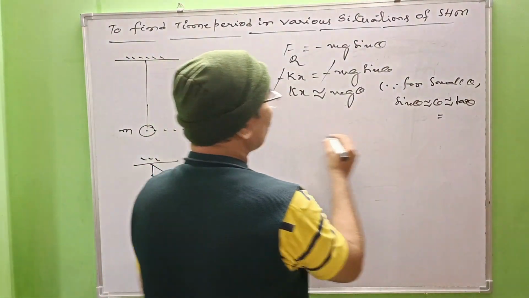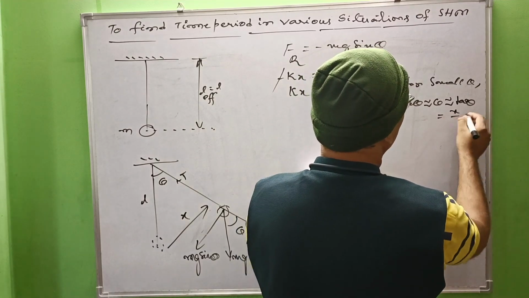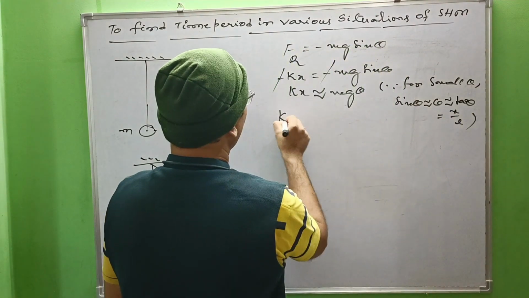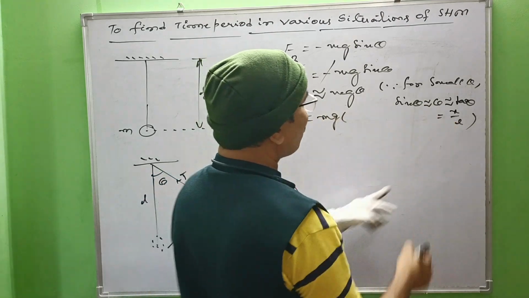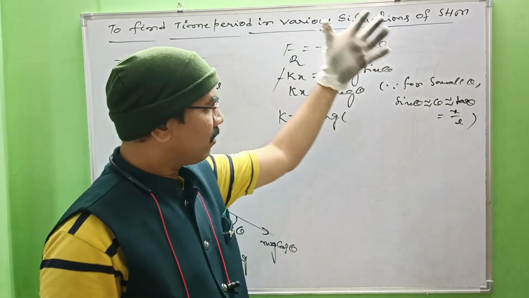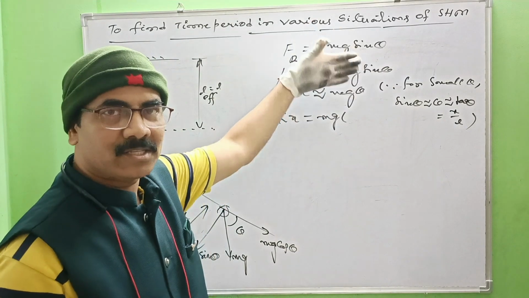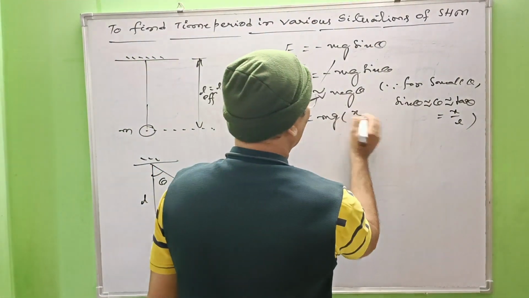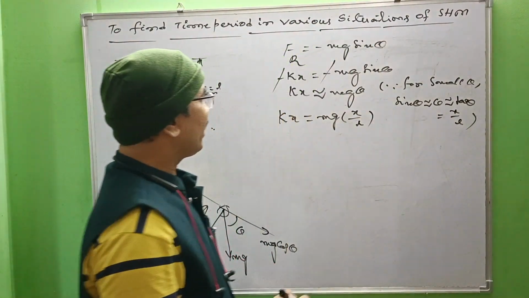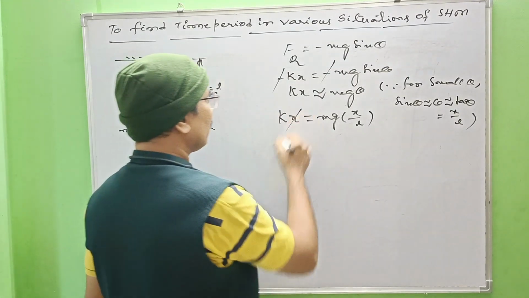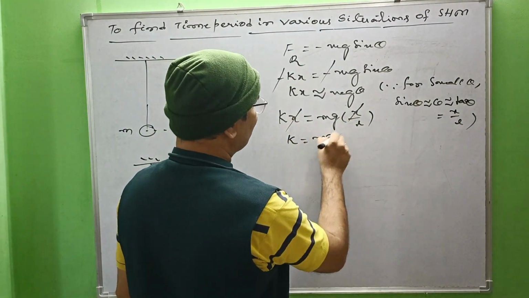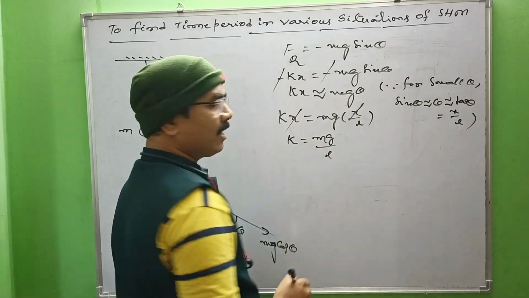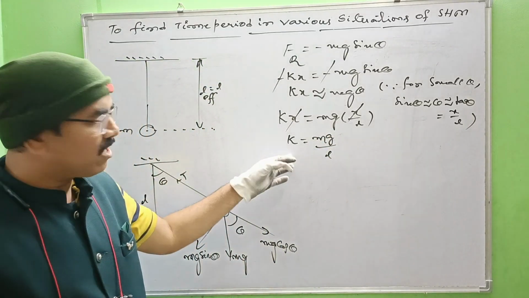So in the next step, that is equal to x by l here. So kx equal to mg into theta means what? x by l. This is the one approximation in solving this sum, that is theta equals x by l. x cancels. So we have k equal to mg by l.